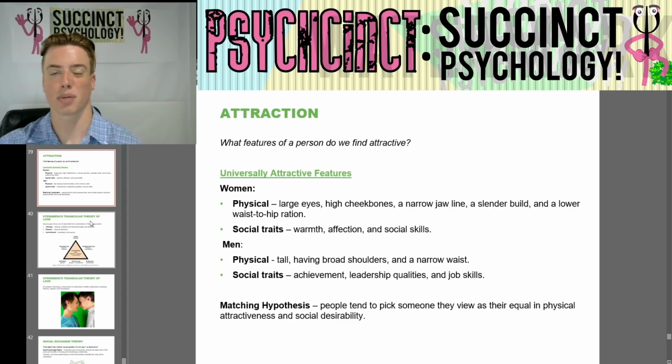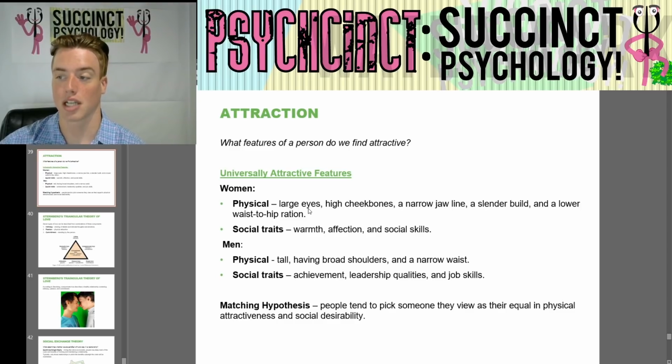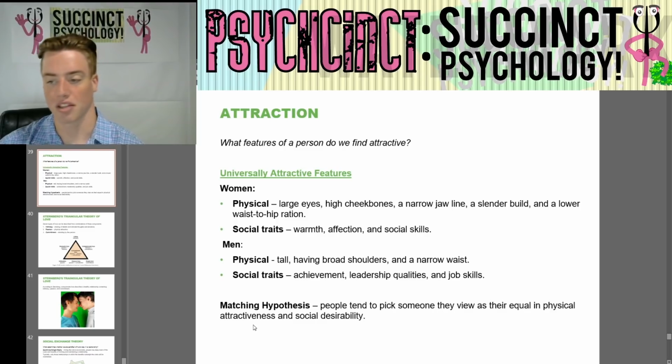Attraction. What features of a person do we find attractive? Universally attractive features in women, physically: large eyes, high cheekbones, a narrow jawline, a slender build, and a lower waist to hip ratio. Social traits include warmth, affection, and social skills. For men, physical traits include being tall, having broad shoulders and a narrow waist, and social traits are achievement, leadership qualities, and job skills. The matching hypothesis is that people tend to pick someone they view as their equal in physical attractiveness and social desirability.